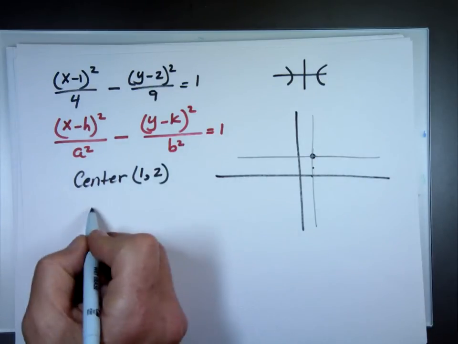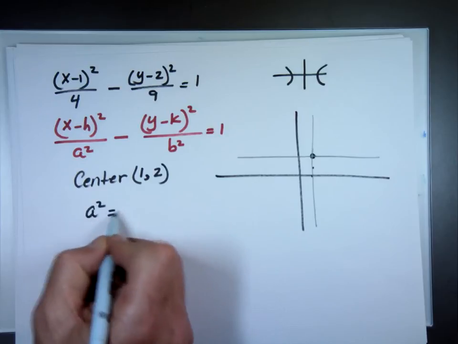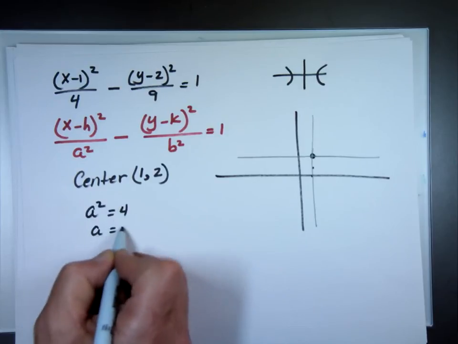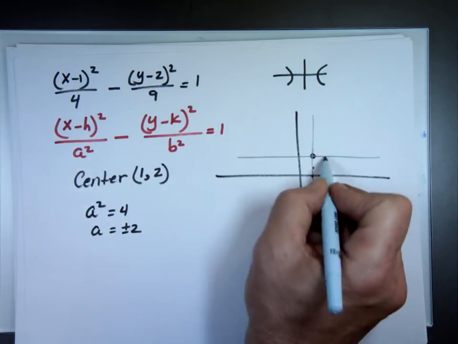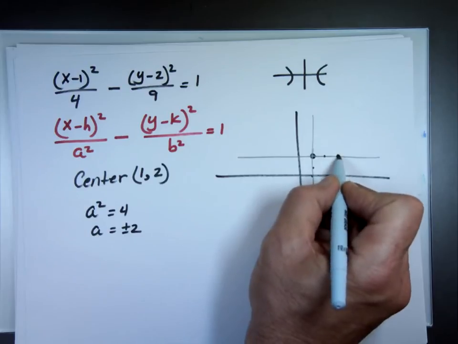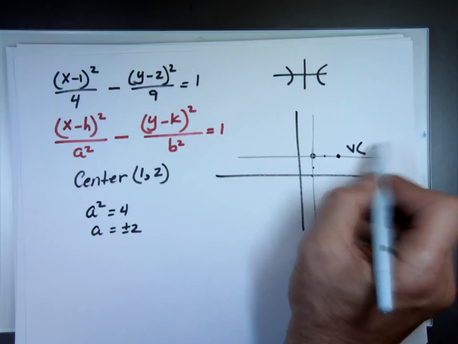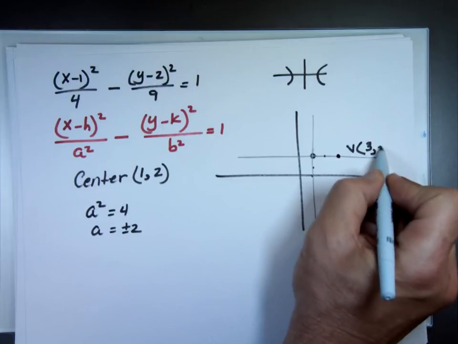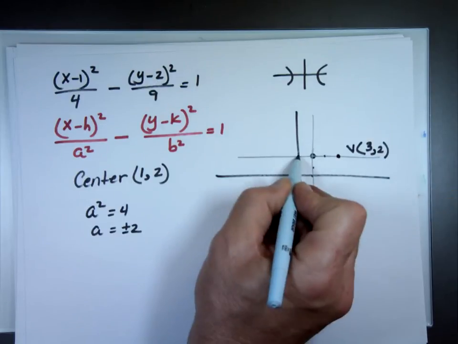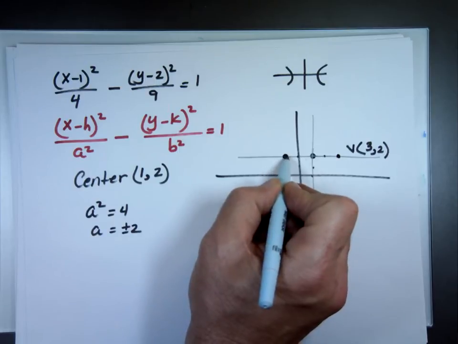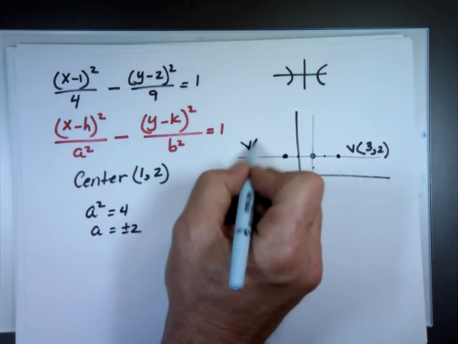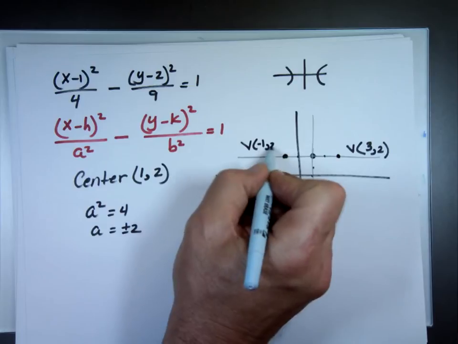Now, a squared equals what? 4. a equals plus or minus 2. You're going to go 2 to the right, and that's where my vertex is going to be. So the coordinates of that will be what? 3, 2, yes. And 2 to the left. So this will be what? Negative 1, 2.